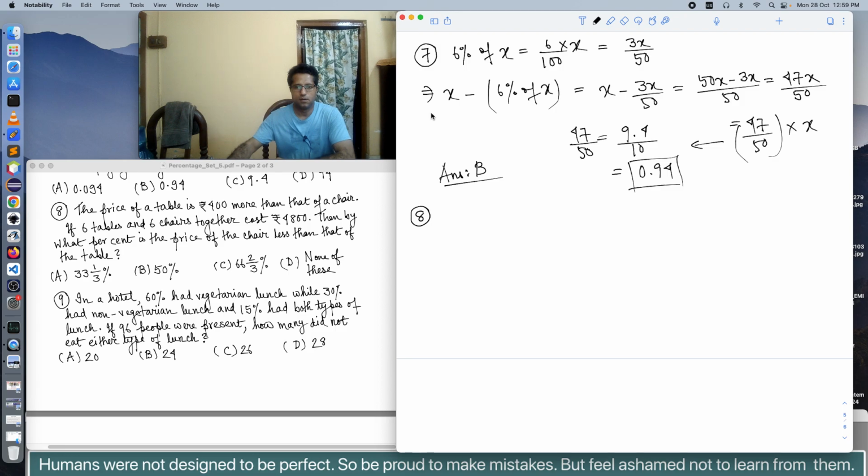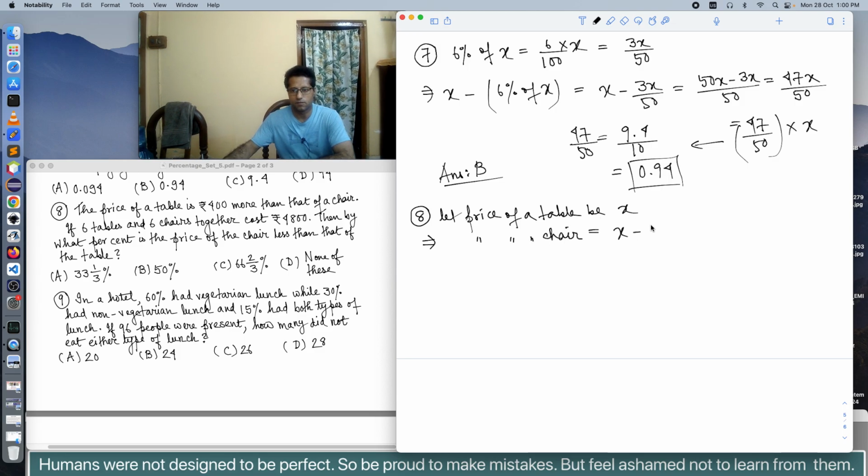So let's assume the price of a table be x. Actually it will be rupees x, I am not mentioning the units, I hope it is understood. So let the price of a table be x. Since the price of a table is rupees 400 more than that of a chair, this implies the price of a chair is equal to x minus 400.